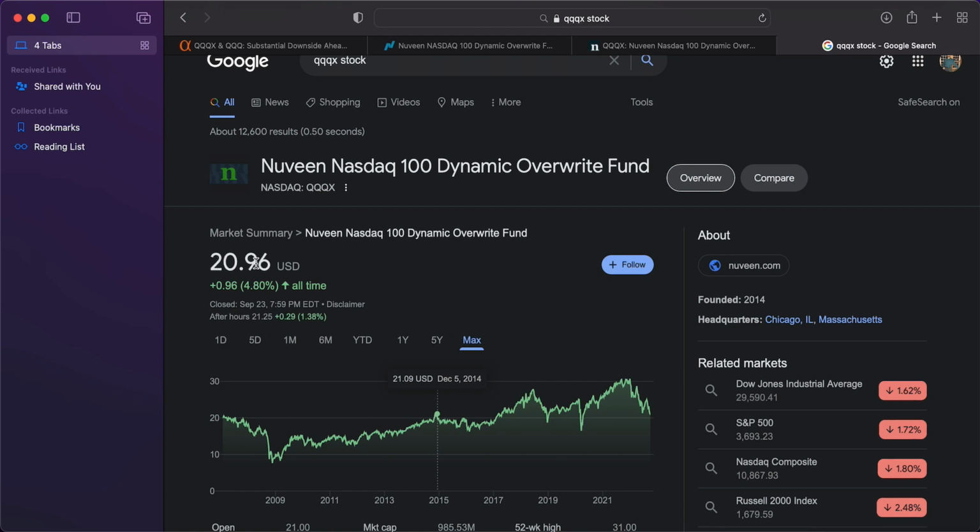This fund has not really done much in terms of capital appreciation. You'll see that we've gotten up to $27.31. We hit a high of about $30 back at the end of 2021. But since the market's been going down, this fund has been going down as well.